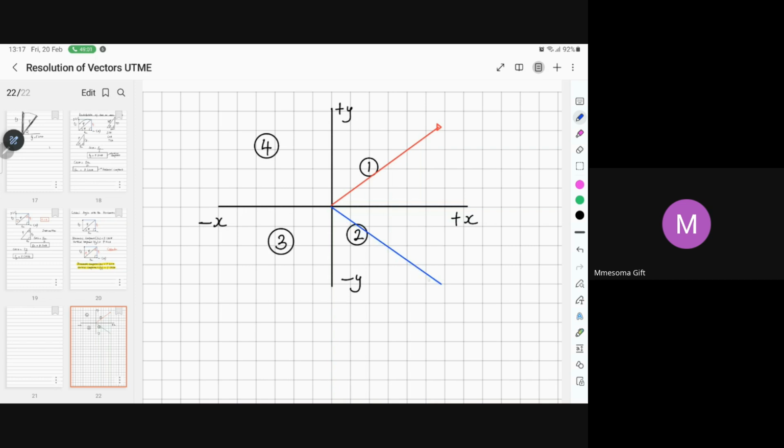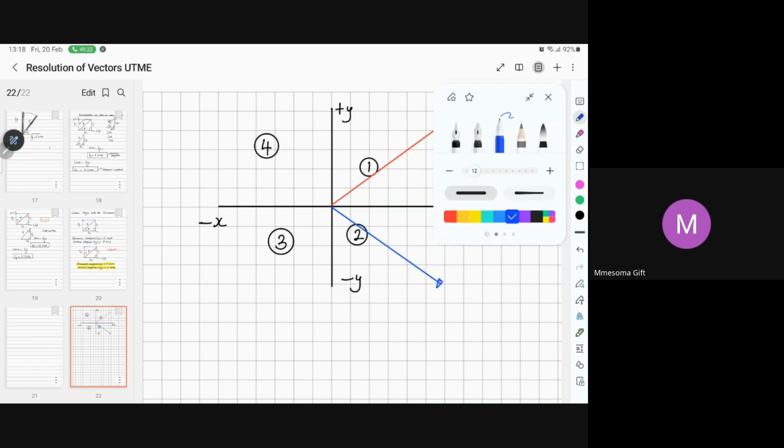Now, let's have another force pointed to this direction. If this force now is inclined at an angle, if I want to resolve it to the horizontal, that force is going to be positive. If I resolve to the vertical, it's going to be negative. So for example, let's say we have an angle right here. Let's say the angle is here.